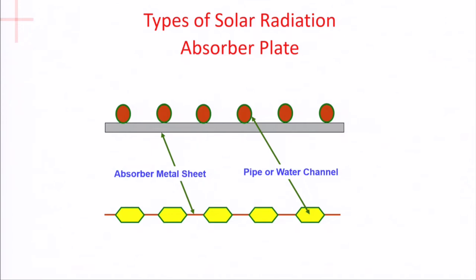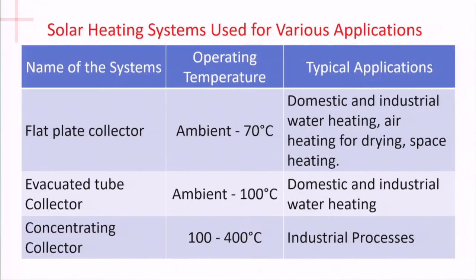So, this is a schematic diagram of how water, which is shown by red color and orange color, flows inside the tubes and the water gets heated up because of solar radiation. The various types of systems that are present in solar thermal are flat plate collectors, evacuated tube collector, and concentrating collector. So, depending upon the type of system, the temperature of the water also varies.